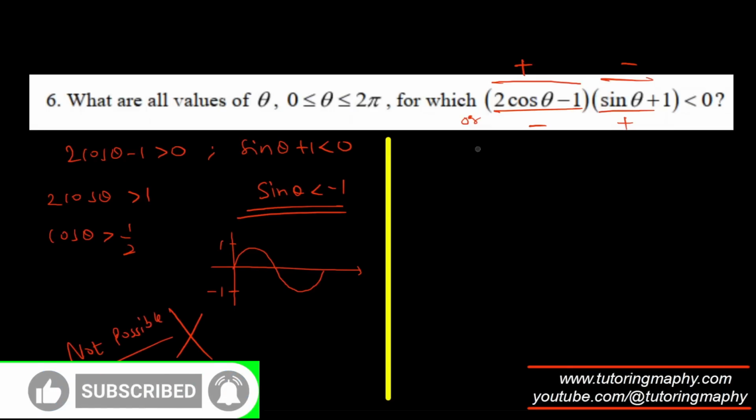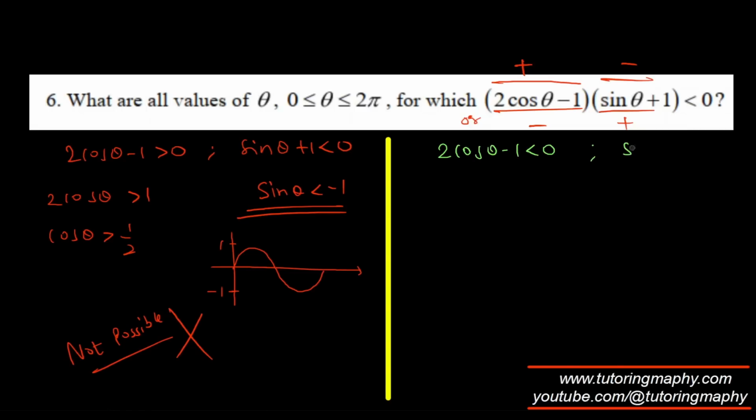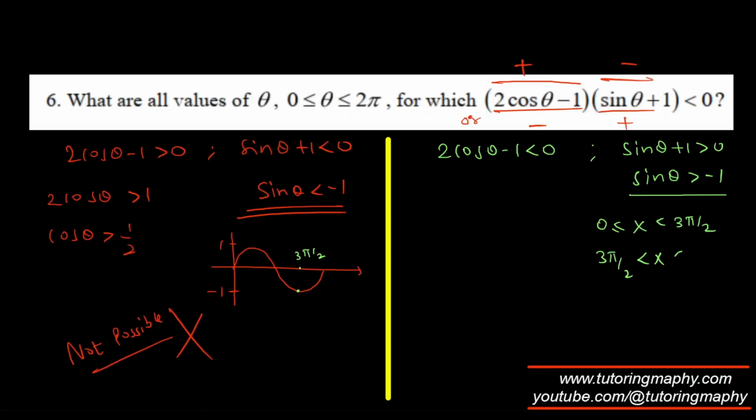So the other condition that we have is when 2 cos theta minus 1 should be less than 0 and sine theta plus 1 should be greater than 0, which means that sine theta is greater than minus 1. And yes, sine theta is always greater than minus 1. Just minus 1 is not allowed. So 3 pi over 2 is not allowed because at 3 pi over 2 it is minus 1. But other than that, from 0 to 2 pi, it is always greater than minus 1. So my answer from here will be x is greater than or equal to 0 and less than 3 pi over 2, and then greater than 3 pi over 2 and less than or equal to 2 pi. In other words, 3 pi over 2 is not allowed.